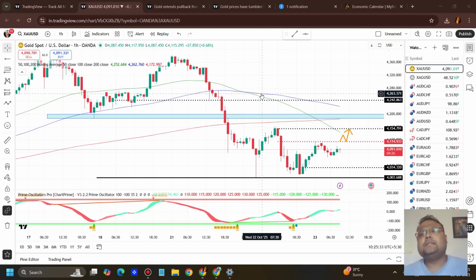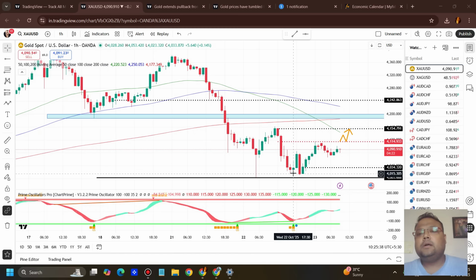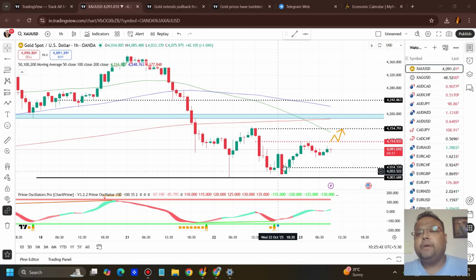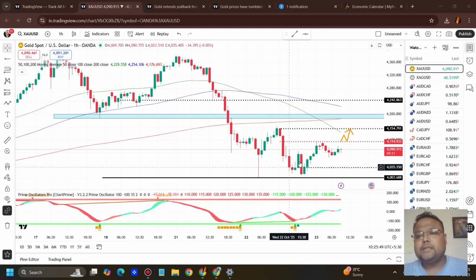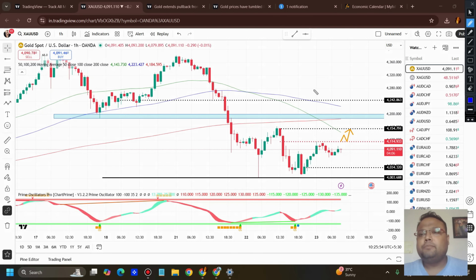Yesterday we discussed a buy around the 4,000, 4,010 area, and I hope you guys made good money, because after that the market went for a big upside, almost $100, which is more than 1,000 pips. If you are still on a buy position, you can hold it, but it will be better to book partial profit, because this move is something we cannot ignore.